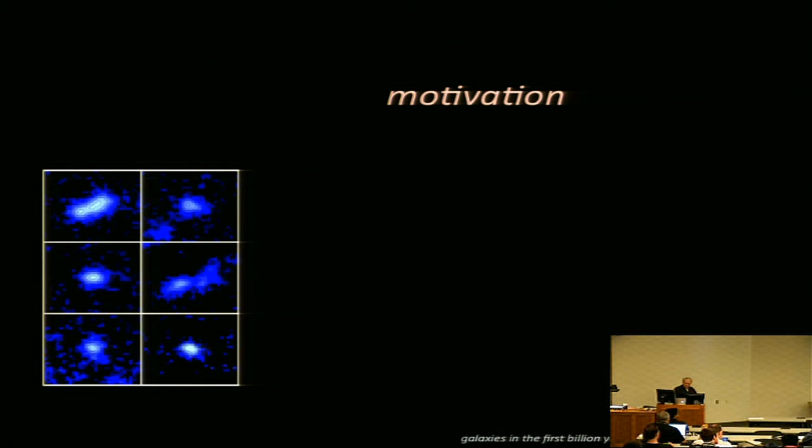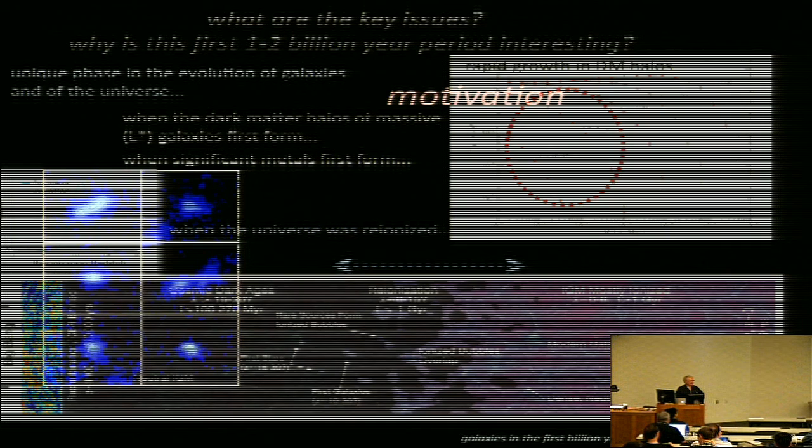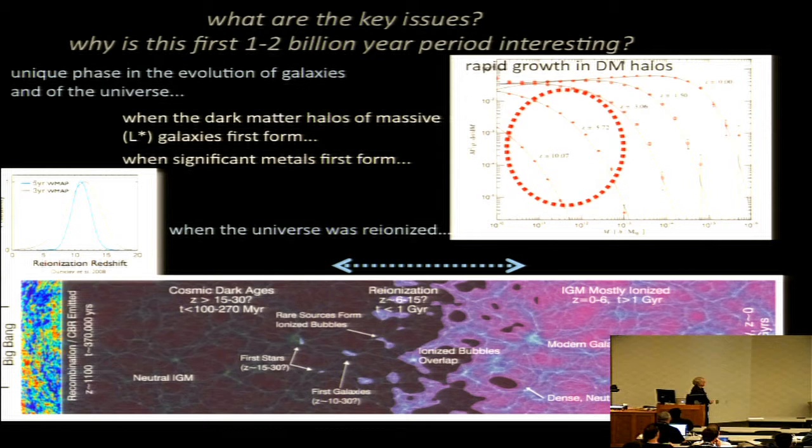So, of course, the first thing to start out is motivation. Why are we doing this? It's pretty obvious, but let me just summarize it for you. So what are the key issues? Why is the first 1 to 2 giga years particularly interesting? This is such a unique time in the evolution of the universe and of galaxies themselves.